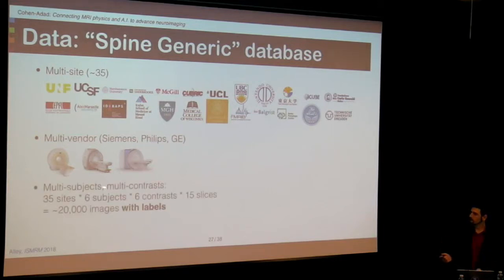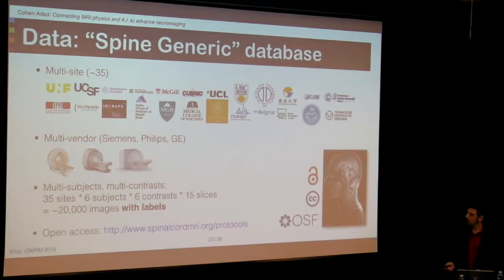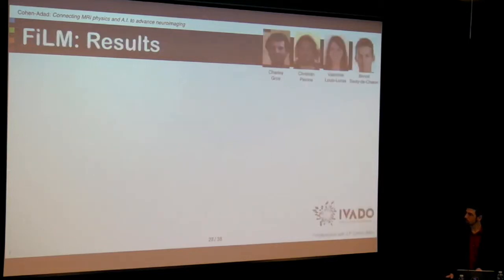As I said, it's multi-subject, but also multi-contrast. So there are 6 different contrasts, about 6 subjects per site, 15 slices per volume. So it gives about 20K images. And the great news is that it comes with labels. All those images are open access. You can already download them. And we are currently curating the labels, but they will also be available soon for the community. So that's the data set we've been using.